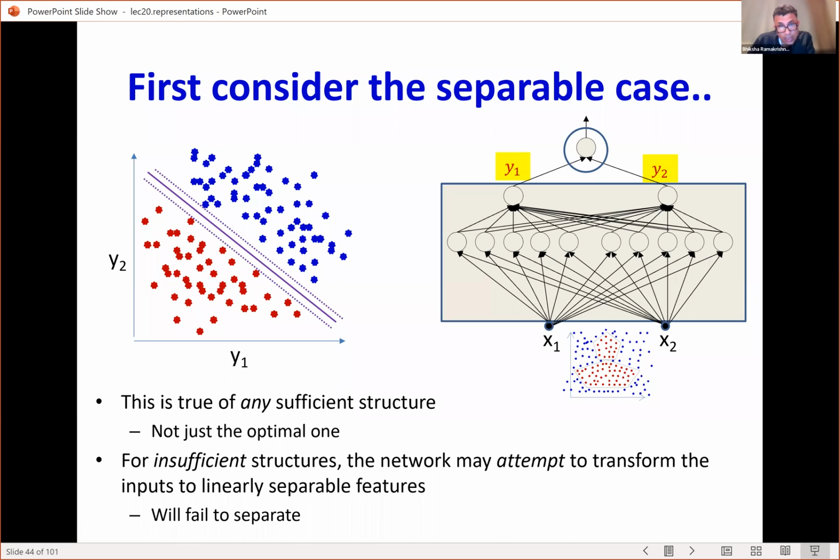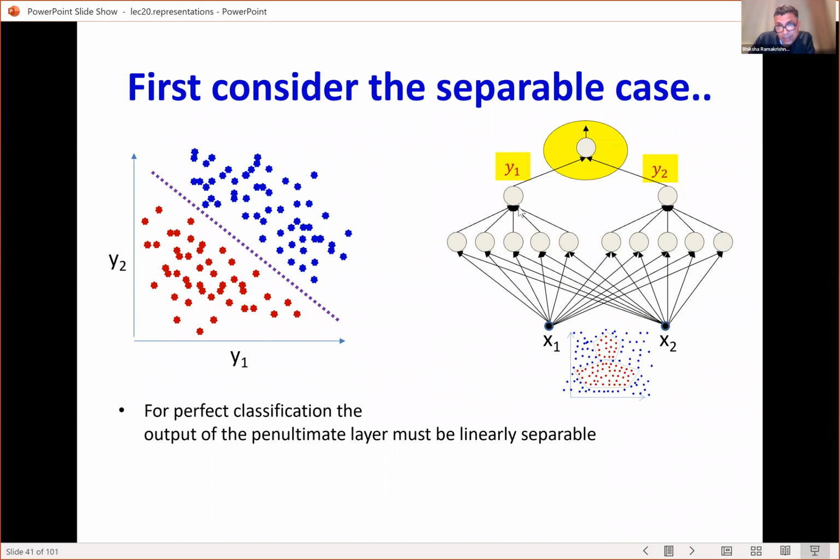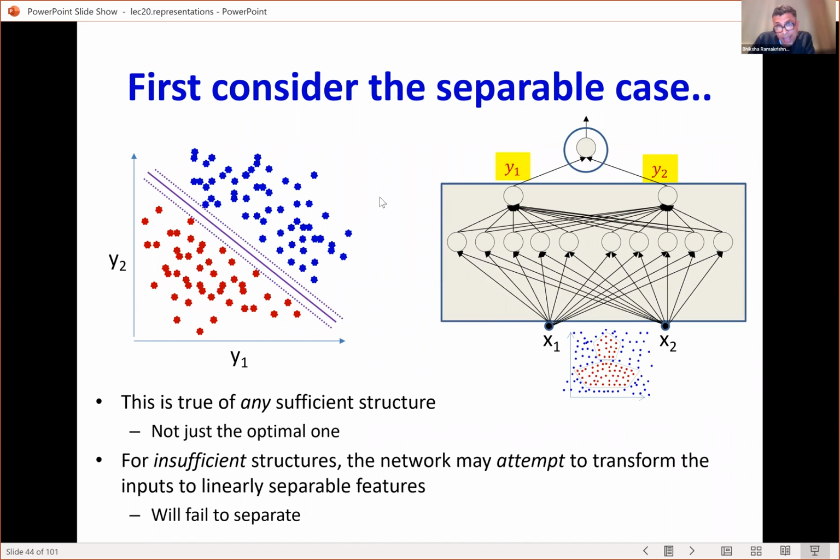Perfect. Now observe that this is true of any sufficient structure. So here, this network was exactly what we needed for this double pentagon model, right? But I could have over-parameterized large networks, which also do a perfect job of separating the red and the blue classes. And so it's not just the optimal structure.